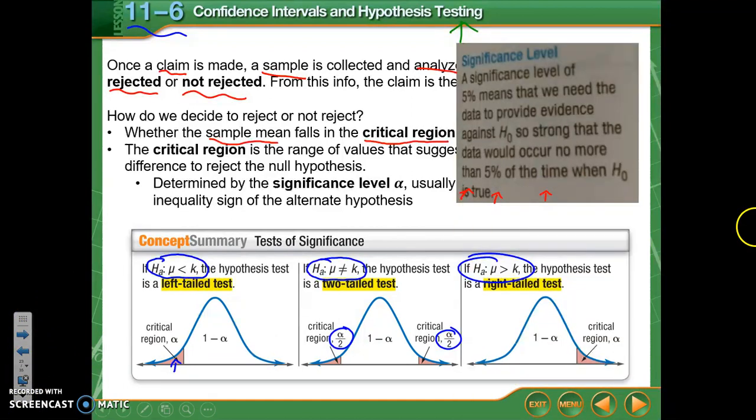Okay, so basically what does significance level mean? You might be asking, how do I figure out the significance level in my critical region? Basically a significance level, let's use 5% as an example, a significance level of 5% means that we need the data to show us enough evidence against my null hypothesis so strong that the data would occur no more than 5% of the time if it was true. So we're saying if my null hypothesis is true, this data would only occur 5% of the time. So I would reject the null hypothesis because that's not enough.